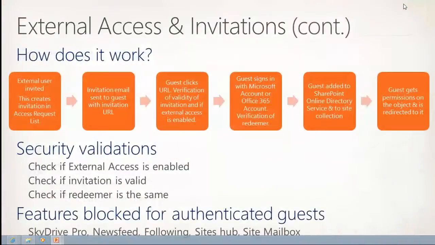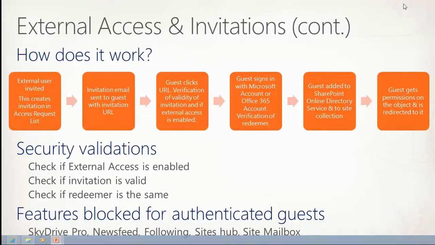Now let's see how this actually works. Another flowchart. So an external user is invited. At this point, we create an invitation, and it's stored in the access request list. We generate an email. This email has the link for the invitation, and we send this email to the external user. Now, these emails are actually sent using a certified email provider. We do this to make sure that the emails actually land in users' inboxes and not in junk mail. So we actually use a certified email provider here.